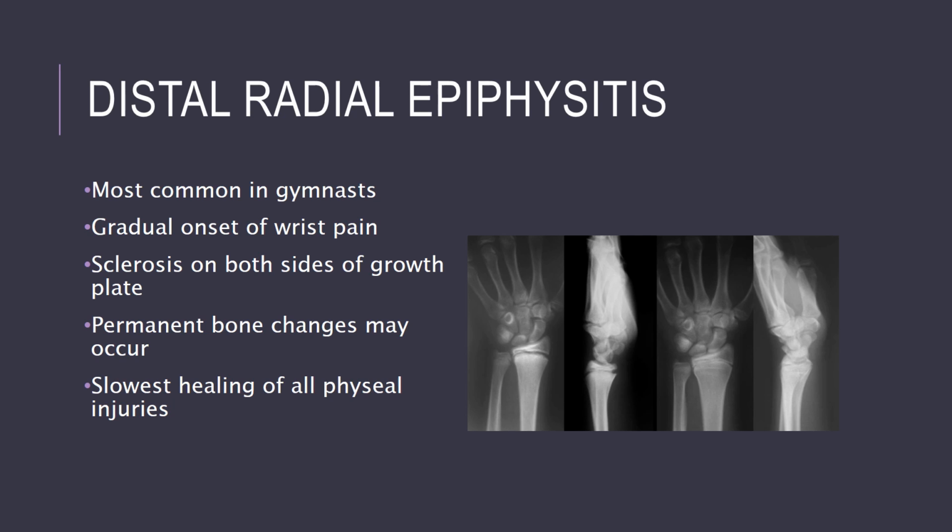This epiphysitis of the distal radius is the slowest healing of all the physeal injuries. Immobilization is the most common treatment for it, usually in a cast to reduce the pressure or ability for the athlete to be non-compliant by seeing how it feels, returning to weight bearing on the wrist too early.